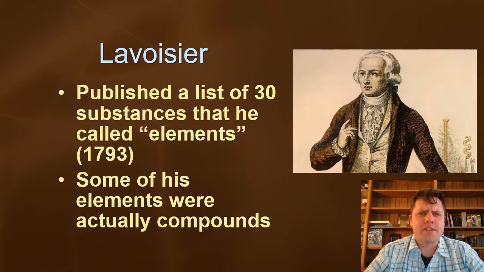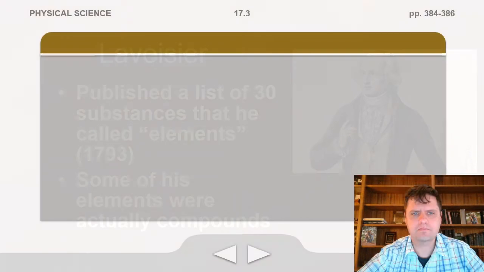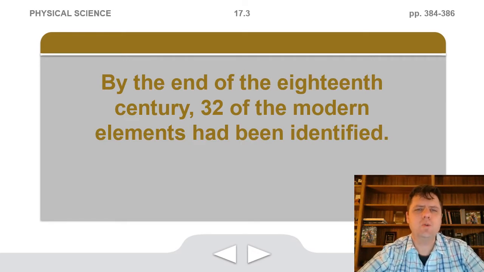It's like saying water is an element. Well, it's not. Remember what we came to find out, that water is made up of two distinct elements, hydrogen and oxygen, in a ratio of 2 to 1. So even though Lavoisier did break down hydrogen and oxygen from water, some of the elements that he pointed out were themselves compounds that would later be discovered to be compounds of different elements. So by the end of the 18th century, around 32 of the modern elements had been identified.